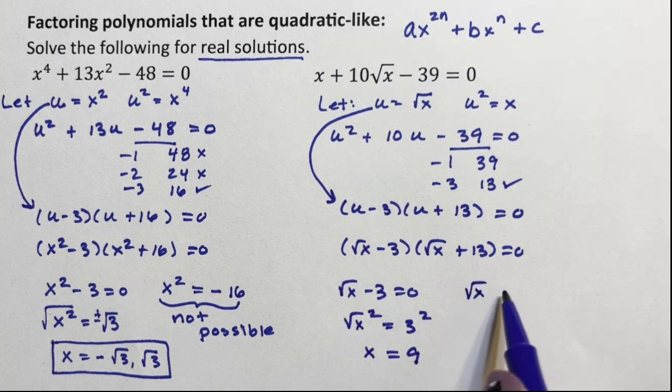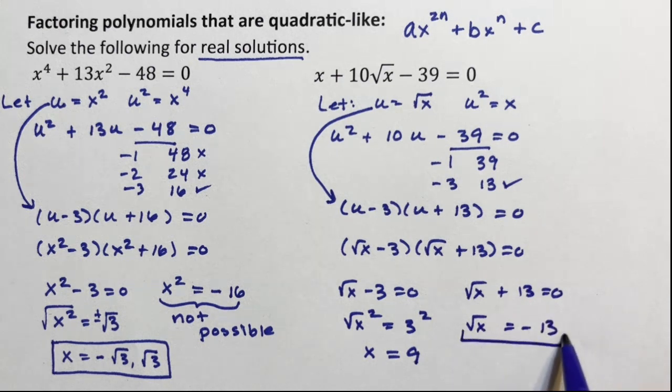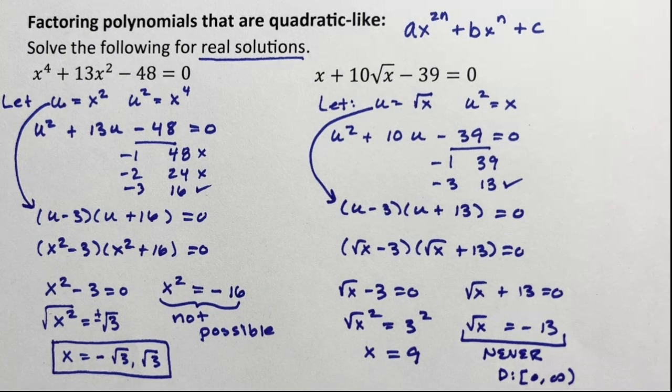Square root of x plus 13 equals 0 when the square root of x equals negative 13. This is never going to work because the range of the square root of x is 0 to infinity, all non-negative numbers. That's never possible. So this is always going to be a big old no. So our only answer is going to be 9.